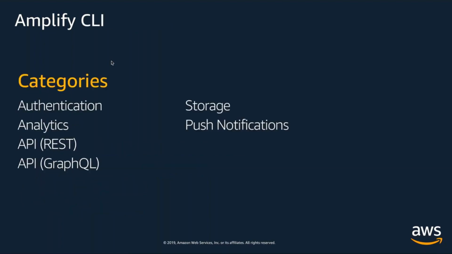There are multiple categories that you can use with the CLI. The one that we will take a look at today in depth is authentication. However, Amplify CLI makes it much easier to add other services that are very important to any production application, such as file storage, push notifications, analytics, and both REST and GraphQL APIs.